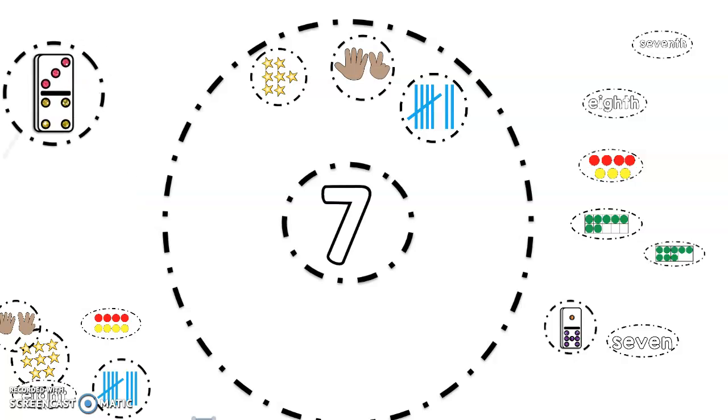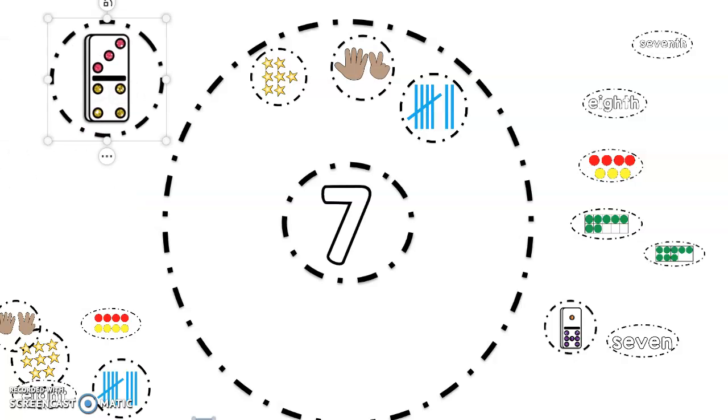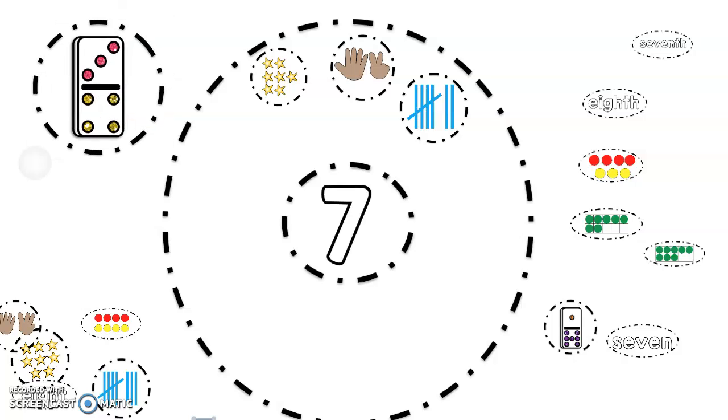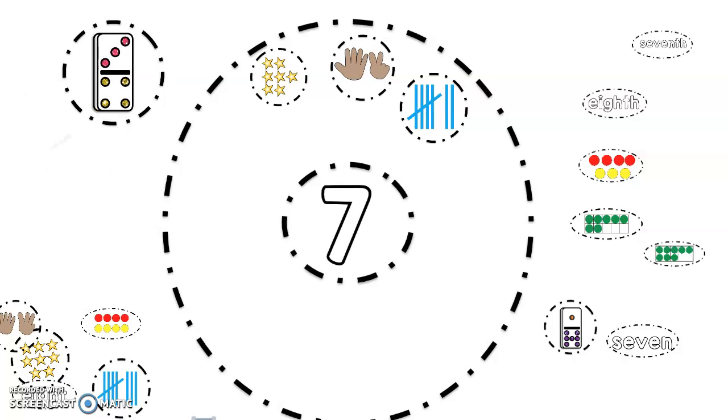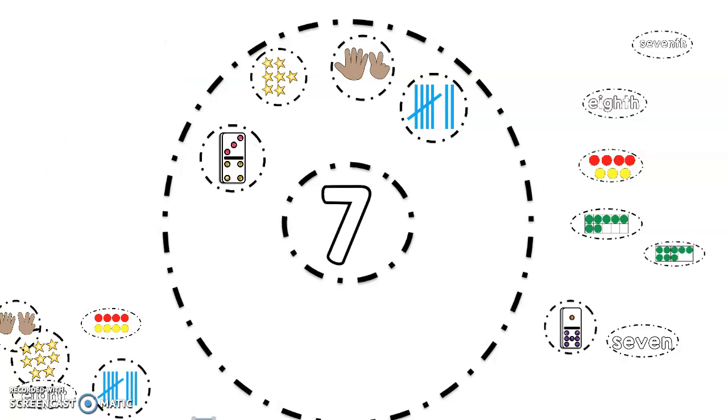Let's look at this domino. It's called a domino. How many dots do I have on top or above the line? 3. I have 3 on the top, and how many on the bottom? 4. So let's see if 3 and 4 make 7. 1, 2, 3, 4, 5, 6, 7. It does. So we're going to put it in our circle map.